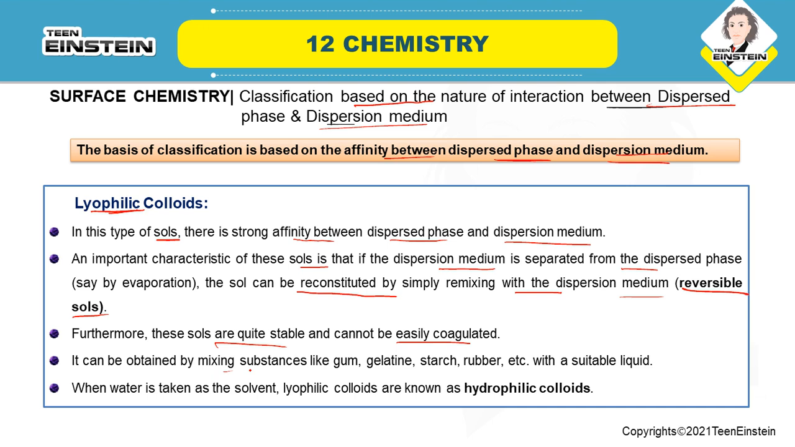It can be obtained by mixing substances like gum, gelatin, starch, rubber, etc. with a suitable liquid. So these are some of the examples. And remember, sometimes lyophilic is also called hydrophilic, when obviously the dispersion medium is water, because hydro is derived from water. So it can also be called hydrophilic colloids. Similarly, if there is any other solvent, the name can change, but the important thing is this philic part, that is constant, because there is affinity present between dispersed phase and dispersion medium.